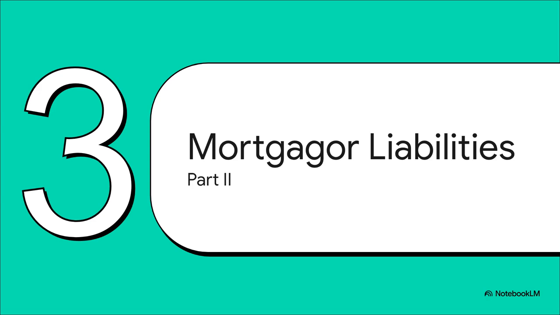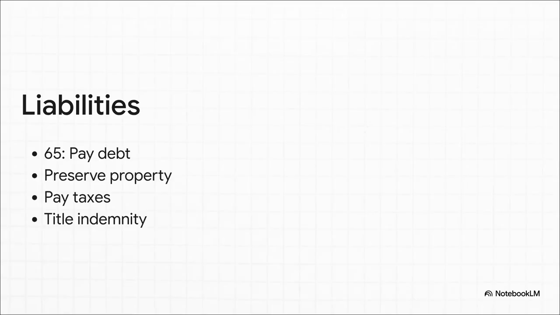Liabilities of Mortgagor. Point 1. Covenant to pay. Section 65. They must repay the mortgage money. Point 2. Duty to preserve property. They must not damage or waste the property. Point 3. Payment of taxes and charges. They are responsible for public charges. Point 4. Indemnity for defective title. They must compensate the mortgagee.